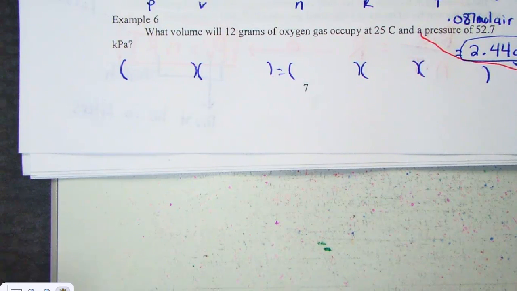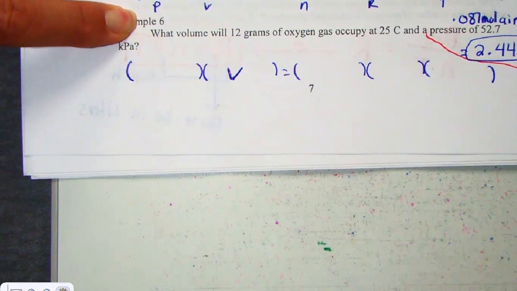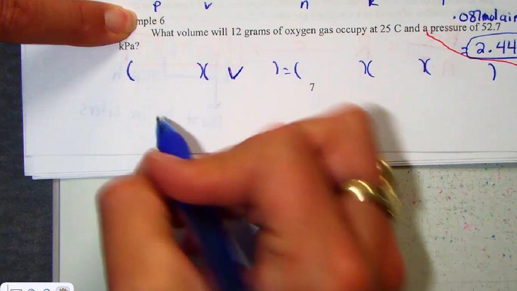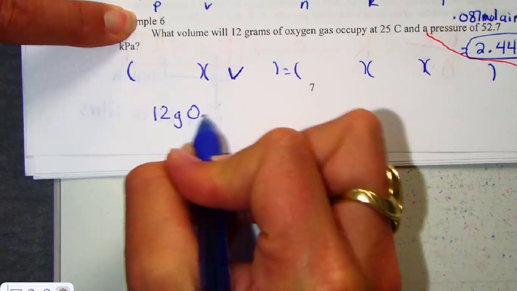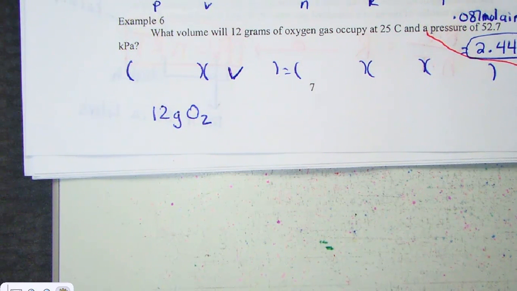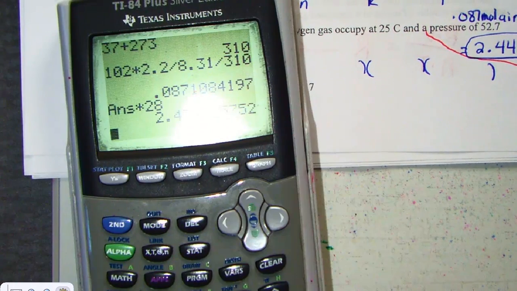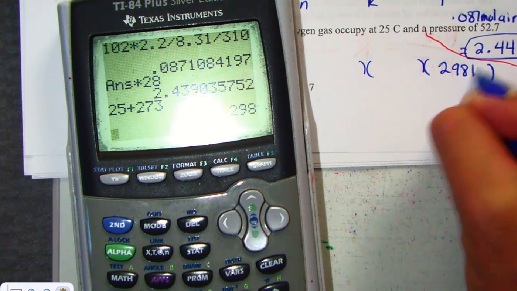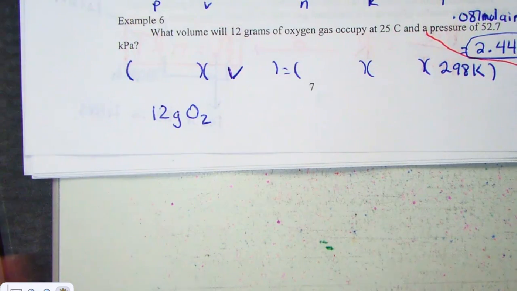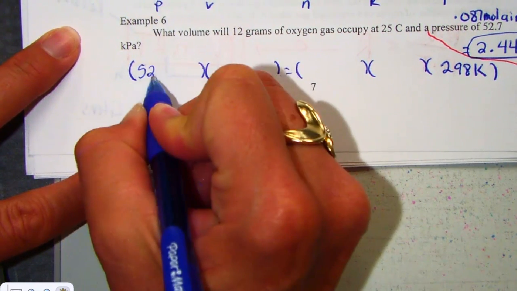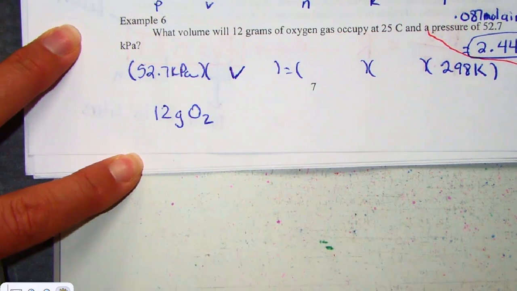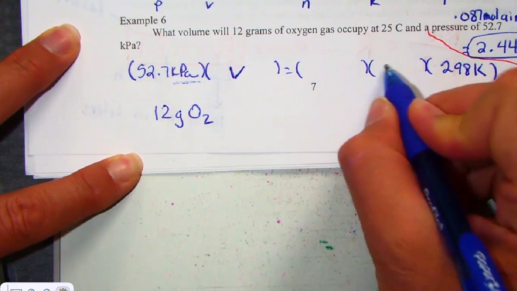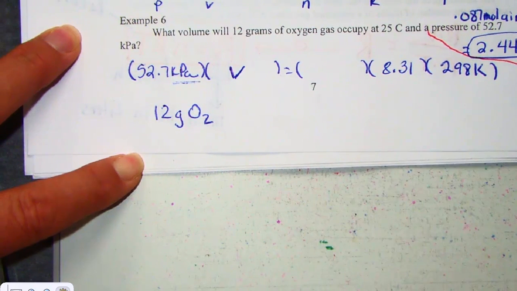Alrighty. So, what volume, I now know my target, I'm looking for V, will 12 grams of oxygen. I don't hear a g in a PUVNRT problem anywhere, so I'm just recording that down below. It doesn't have a parenthesis. There is no g in a PUVNRT, so I'm recording it below the parentheses. Temperature is given as 25 Celsius. I have to convert into Kelvin, so I can put 298 K in there. The pressure, 52.7 kilopascals. That pressure unit of kPa tells me to match with the gas constant, 8.31.